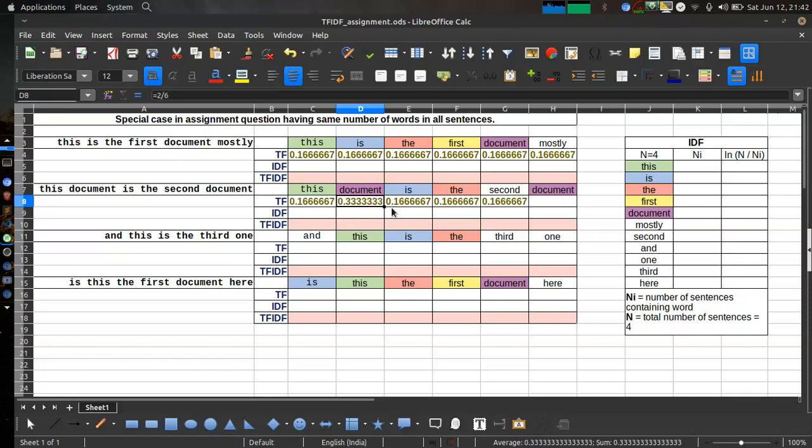Right. And any doubt, guys? I guess it's a toy example, so it's easy, right? How many times this word is occurring divided by the number of words in the sentence. Correct.